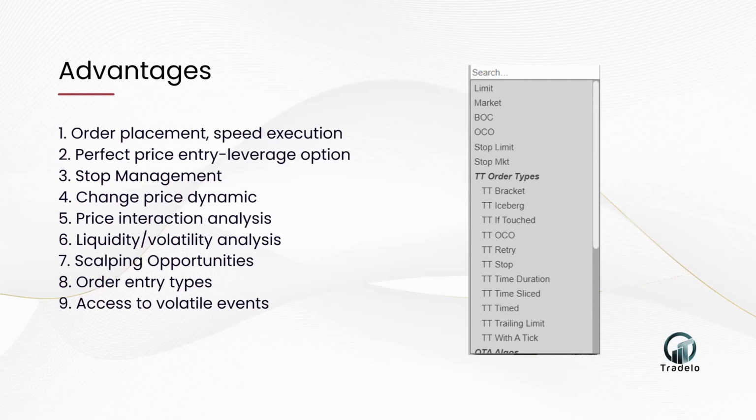We've also got order entry types, which is very, very important for particular day traders. There are a number of different ways you can enter the market, and again, in a minute I'm going to show you different order types and where you're going to use them. So, very important: with the DOM we have different order types, and then access to volatile events. The same way access to volatile events can be a drawback, it can also be a massive upside benefit. Why?